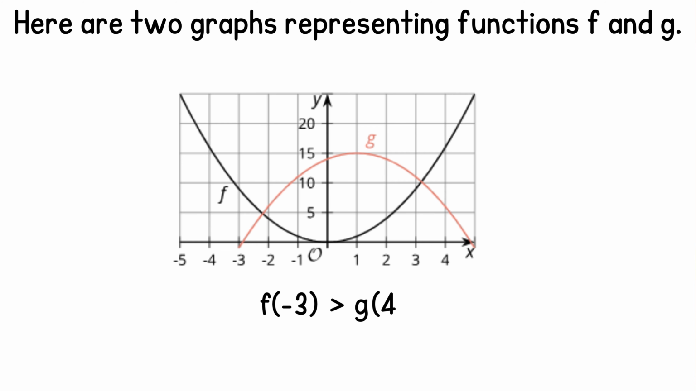Our last statement says that f of negative 3 is greater than g of 4. Let's start by finding f of negative 3. This gives us a value of 8 once we hit that black line. Now let's look at g of 4. When x is 4, we can see that it hits the red line of g at 6. So since 8 is greater than 6, this is a true statement.